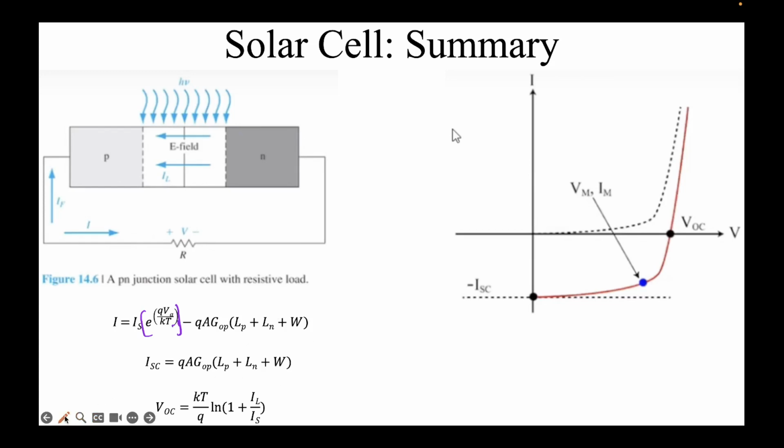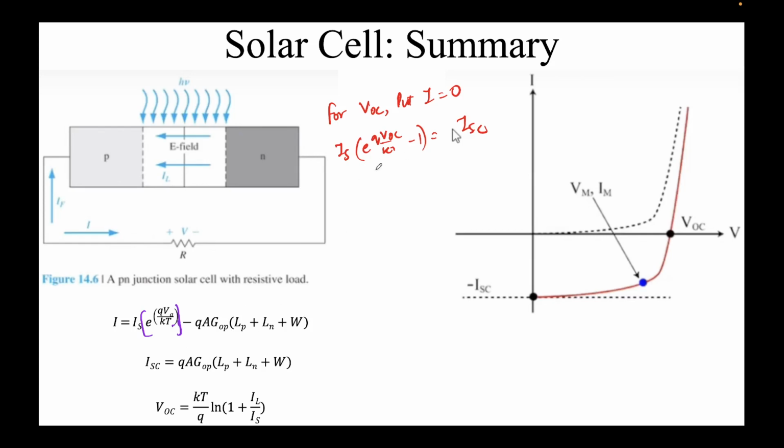Where does the VOC come into the picture? That we can derive now. For VOC, we put I equal to 0. So if you put I equal to 0, it will be IS times e to the power Q VOC by KT, -1, equal to ISC. This value on the right is nothing but ISC.